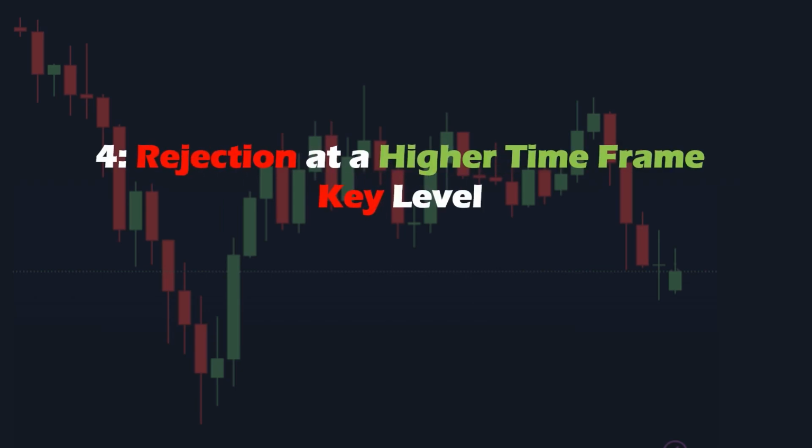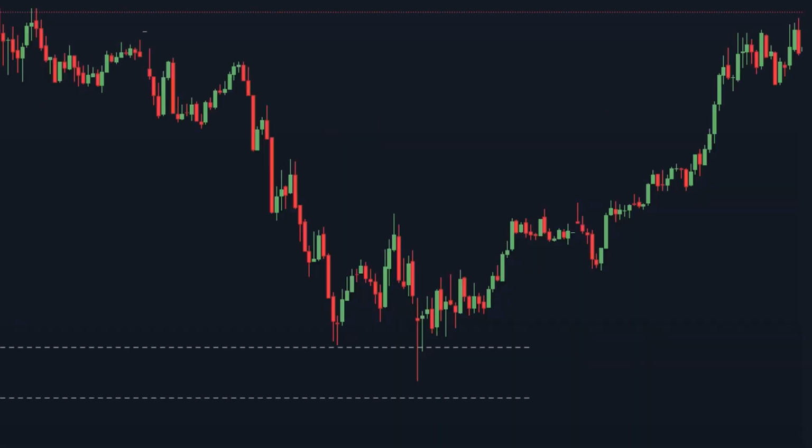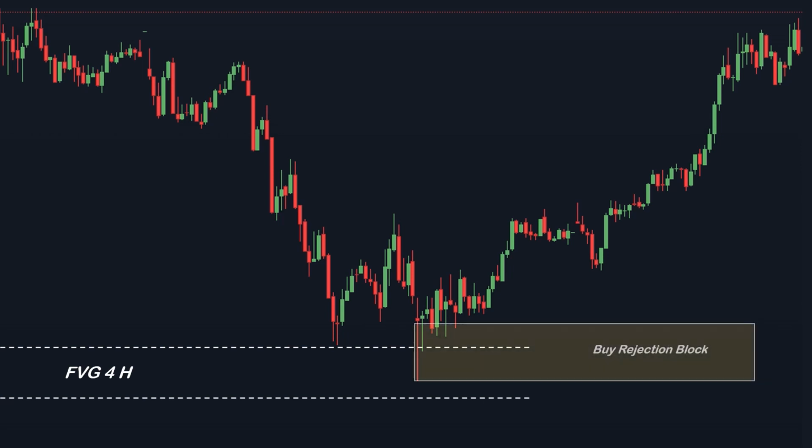Number 4, rejection at a higher time frame key level. As we've mentioned before, a rejection block is a reversal pattern that works best when it happens after the price touches an important zone on a higher time frame. Key levels on higher time frames, like the 4-hour, daily, or weekly charts, have a big impact on price movements. When the price reaches one of these zones and forms a rejection block, it's a strong sign that a reversal might happen at a critical level, making the pattern more reliable.